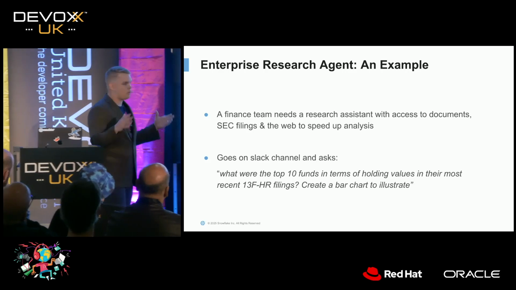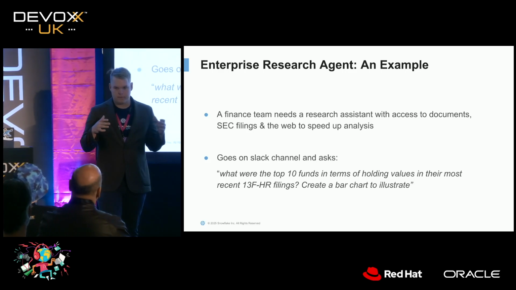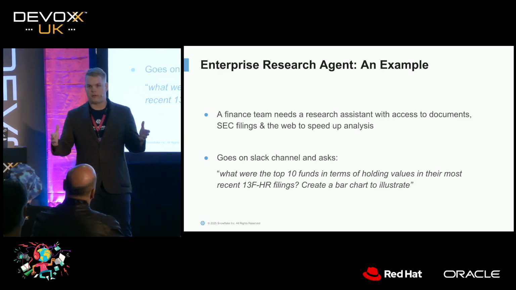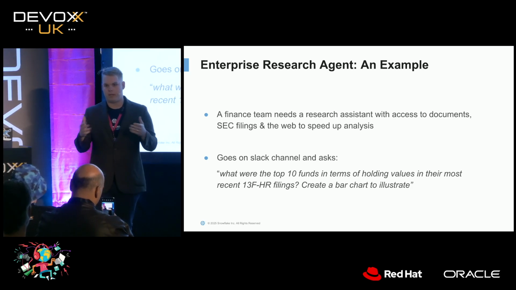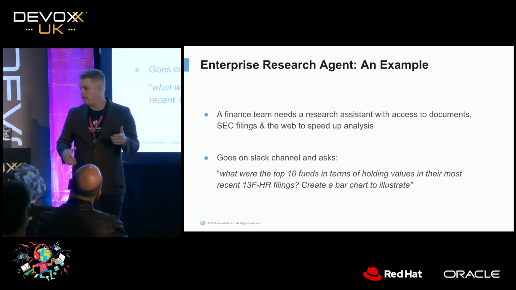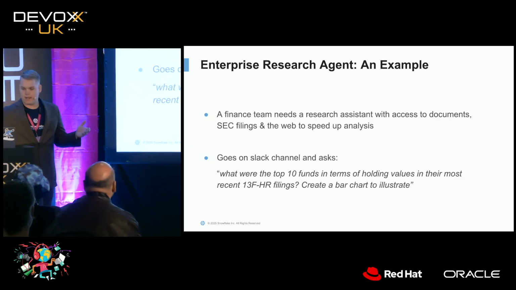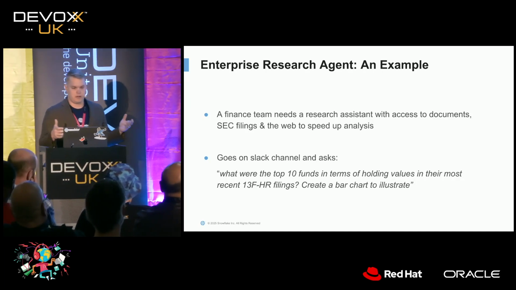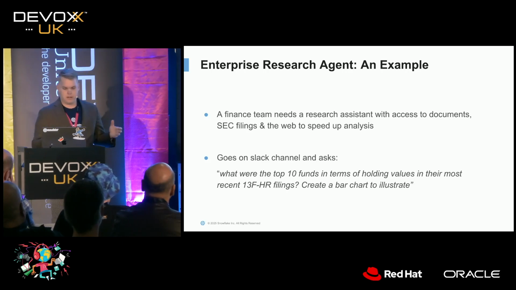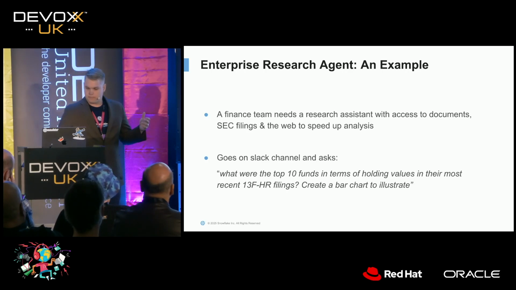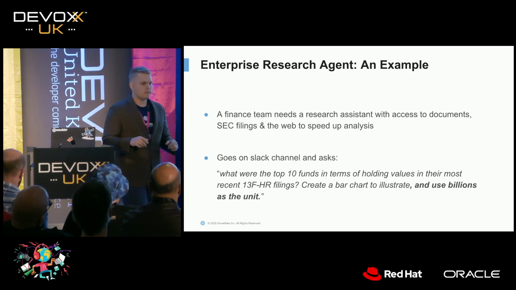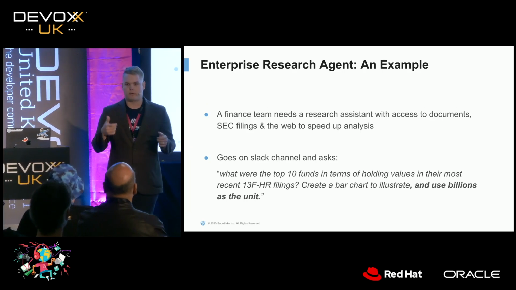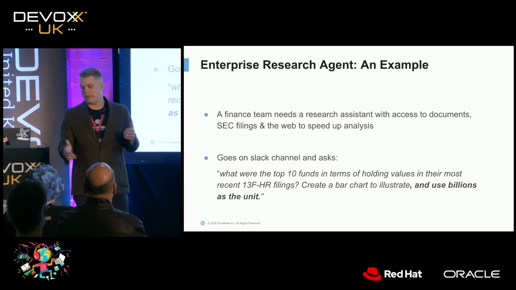So let's take a quick example. Say we have a research assistant agent. We want to give it access to the internet, some documents, and maybe it can query some databases too. And it can ask questions about things like the holding values of different managers, and maybe we want to ask it to create a bar chart. And maybe we want to be even more specific and tell it to use a particular unit or something like that.